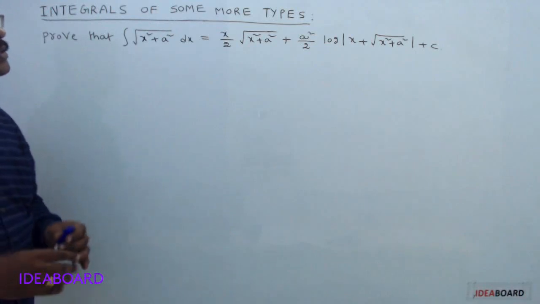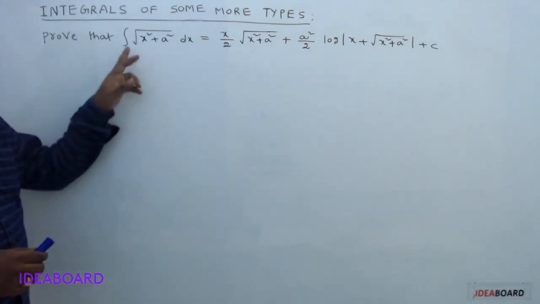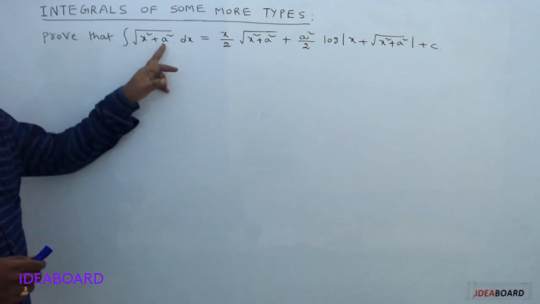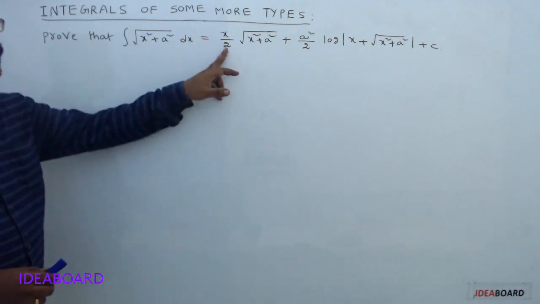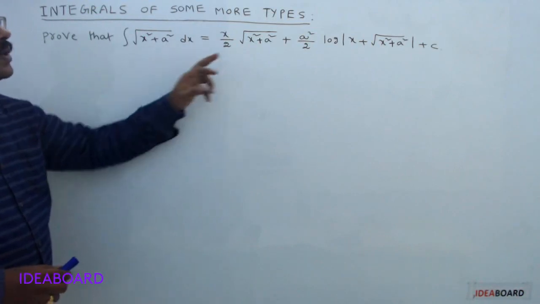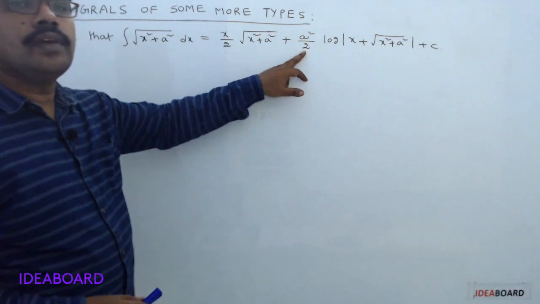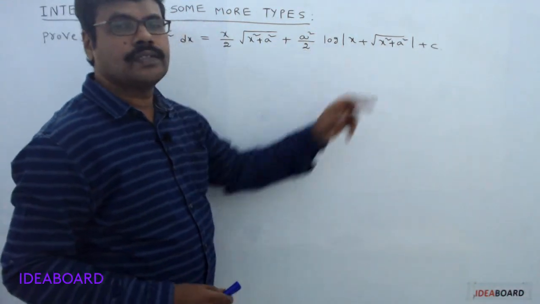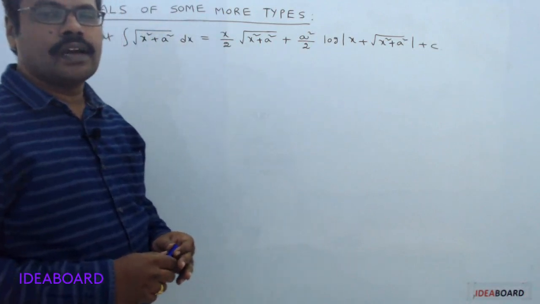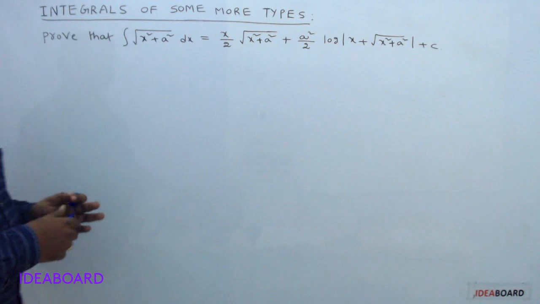Now come to the second formula. Prove that integral square root of x square plus a square dx equals x by 2 into square root of x square plus a square plus a square divided by 2 into log mod of x plus square root of x square plus a square plus a constant c. Now come to the proof of this formula.